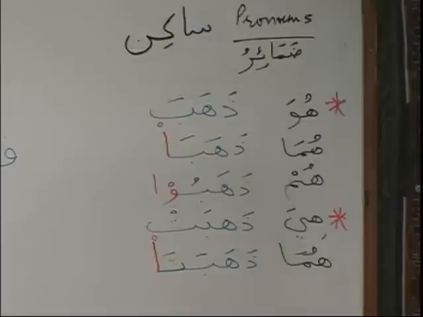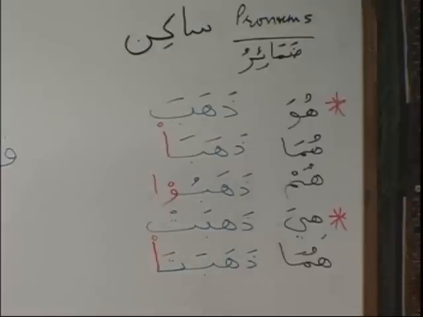Because the pronoun that is a fa'il is mutaharrik, not sakin, and mutaharrik means it has got a proper vowel sign on it. That is the difference. So whenever there is a fa'il in the verb, which is a damir, if it has got a harakat, then the lam kalima will have a sukoon. Are you with me? So now today you will remember these sakin pronouns and mutaharrik pronouns. This you must understand today and also memorize it.